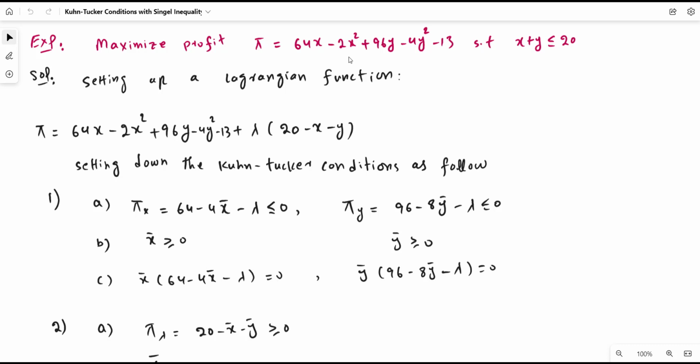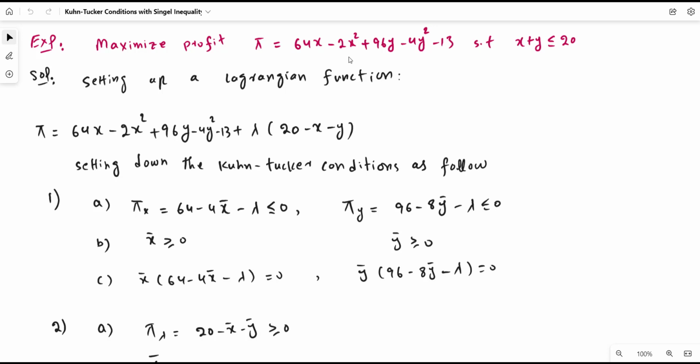Well, in this video lecture, we are going to apply the Kuhn-Tucker condition with a practical example. In the previous video lecture, we discussed the condition and the logic behind the Kuhn-Tucker conditions. But in this video lecture, we are going to take an example from mathematical economics, right?